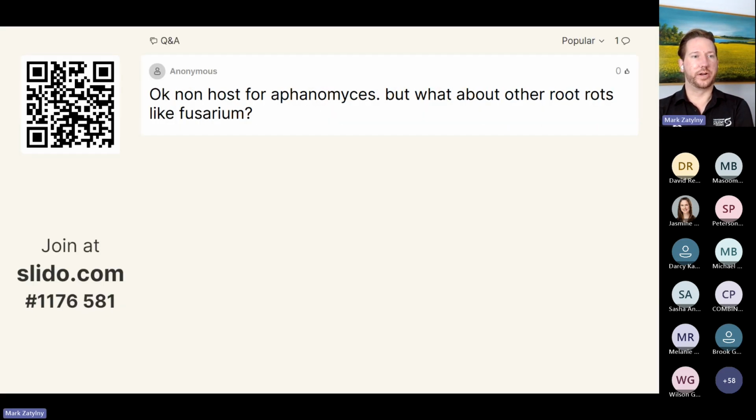Non-host for Aphanomyces, but what about other root rots? Yeah, so it is still susceptible to other root rots. We know in Saskatchewan, Aphanomyces is really the most negatively impactful, especially because peas and lentils are the majority of the pulse acres in the province by a very large amount. So having soybeans and faba beans able to fit into that rotation, so that peas and lentils can still be grown, is the important part of that resistance and being a non-host.